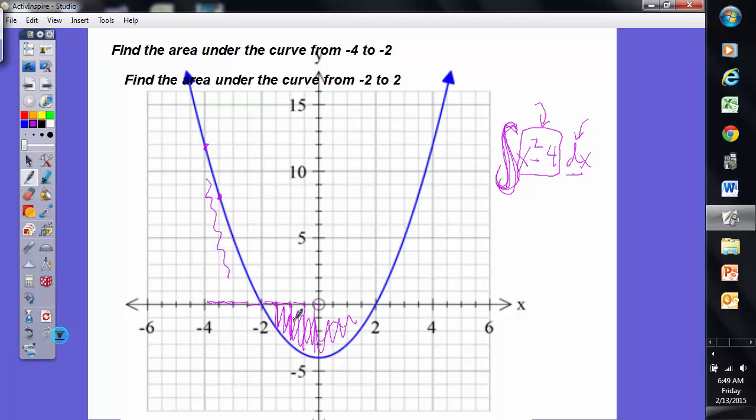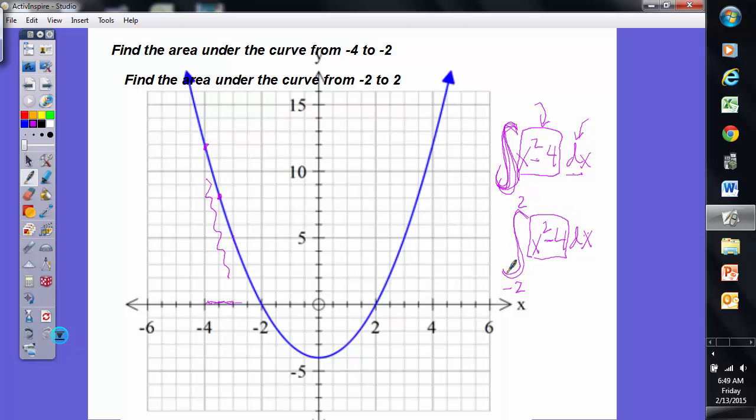You could draw a whole bunch of rectangles, figure out what you get, but if you draw them by hand, you're going to have some error involved because you can't draw infinitely many rectangles. So what we're going to do now is take this integral of x squared minus 4 dx, and find the actual area under the curve from -2 to 2. That's how you say this: the area under the curve x squared minus 4 from -2 to 2.